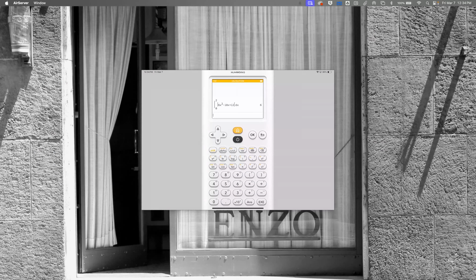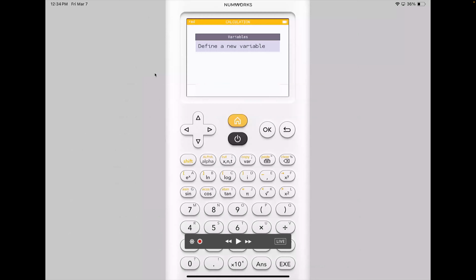Shift, clear, shift, clear, everything's gone. So we need to find an integral, right? What's going on? Okay, so here we go. Make this bigger. There we go. What am I doing? Back. Okay.